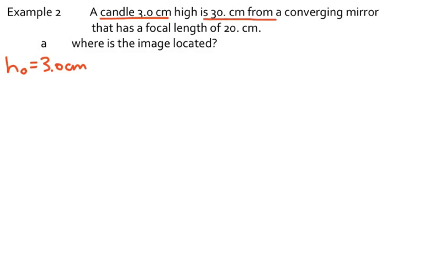It is 30. centimeters from a converging mirror. 30. centimeters, that's not a smudge on the page. So it is 30 centimeters from the mirror, that is DO. This mirror, we know, has a focal length of 20. centimeters, so that is F.